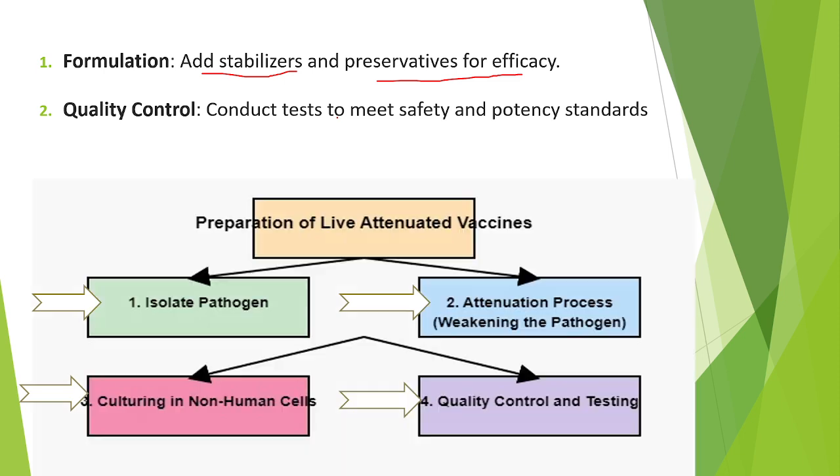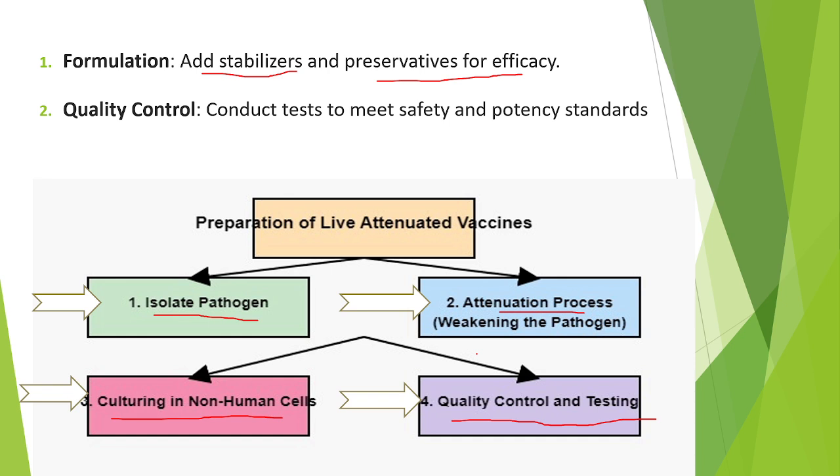So here's a diagram that we are going to look at. It also says pathogen isolation, as we already talked about. You should first select the pathogen. Is it going to be a virus or a bacteria? And then the attenuation process, where we have to weaken it. Then we have culturing in non-human cells. It can be genetic or selective culture media, and then quality control and testing to make sure that it's safe.